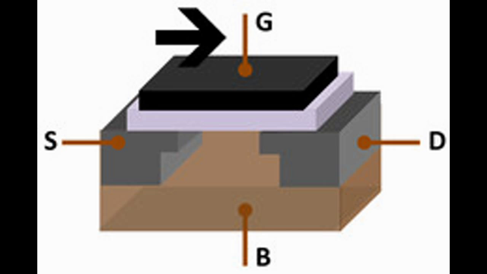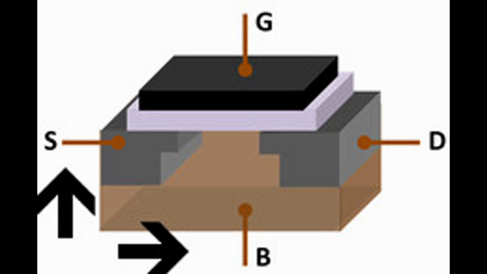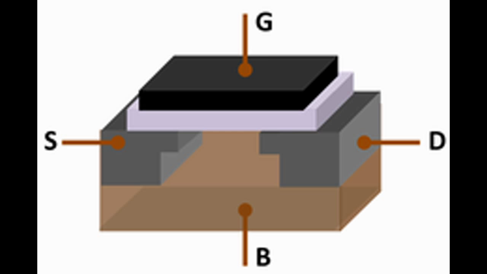This is a MOSFET. This is its gate, this is its drain, and this is its source and base, usually connected. A quick explanation of how a MOSFET works is, as a voltage is applied to the gate, it creates a channel in which electrons can travel from the drain to the source.